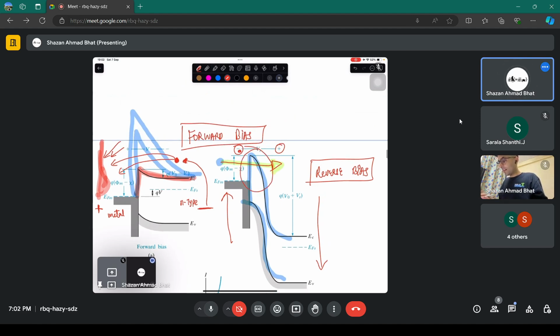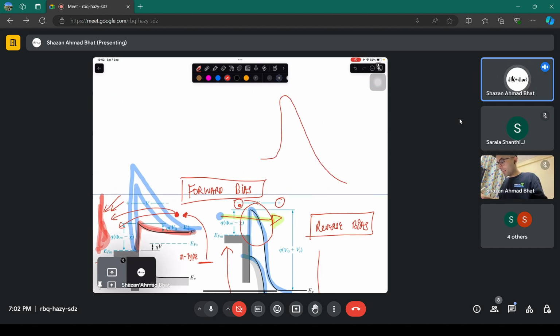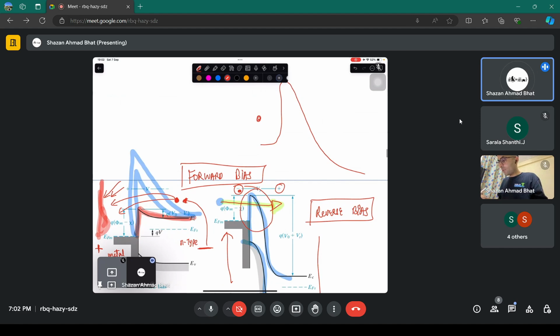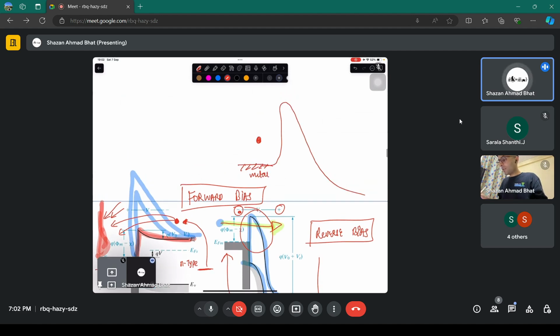The barrier here, I'll show it like this. Electron was here. This is the metal side. If the electron has energy, it can go over the barrier, something called thermionic emission. And that is what you might have learned in the course, that the current varies as e to the power minus q phi b divided by kT, where this is the phi b. And you have the overall equation given by the Richardson equation.